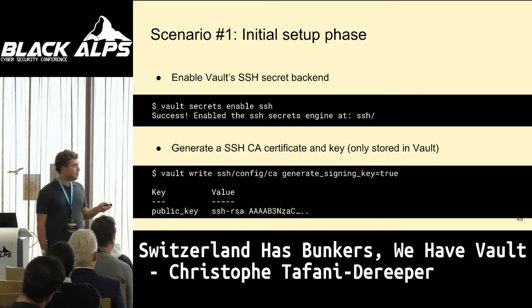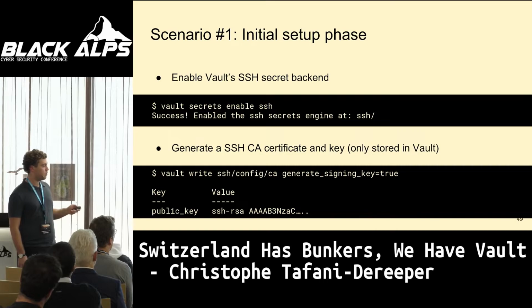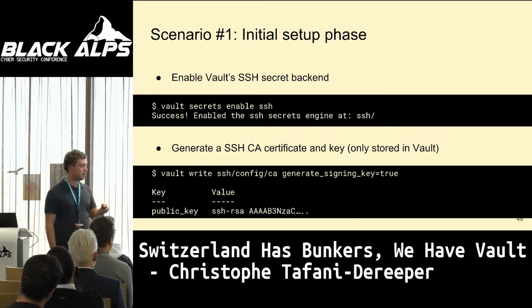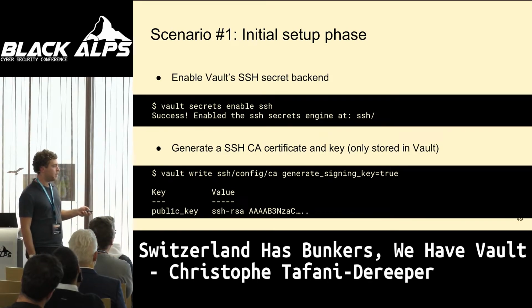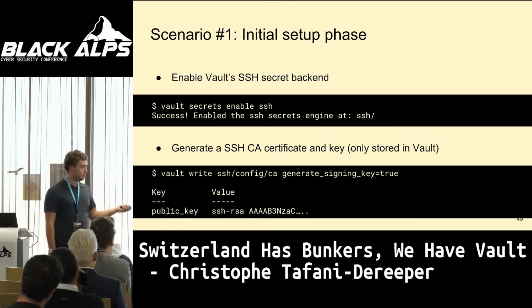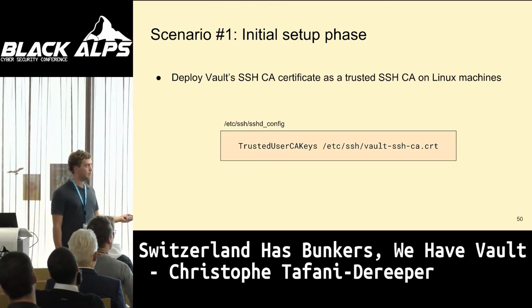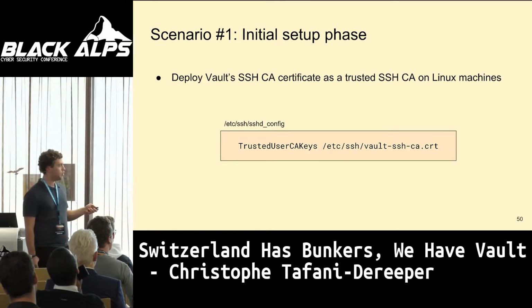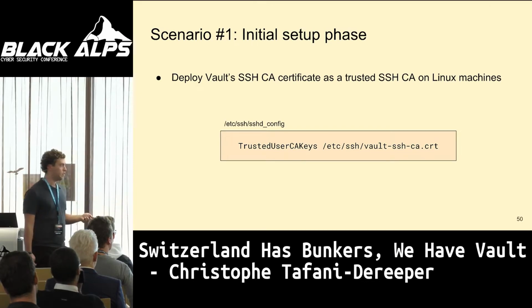You start by enabling the SSH secrets engine in Vault. Then you tell Vault to generate a CA certificate. So it's going to generate a CA key and a CA certificate, and it's going to return the certificate, and the key will only be stored in Vault in this case. Then on all the Linux machines where you want to provide SSH access, you can just change a single OpenSSH configuration option, which says that you want to trust this Vault CA certificate to authenticate users.